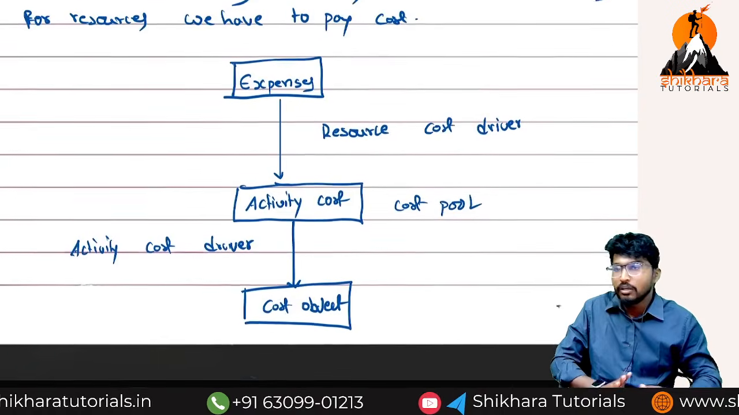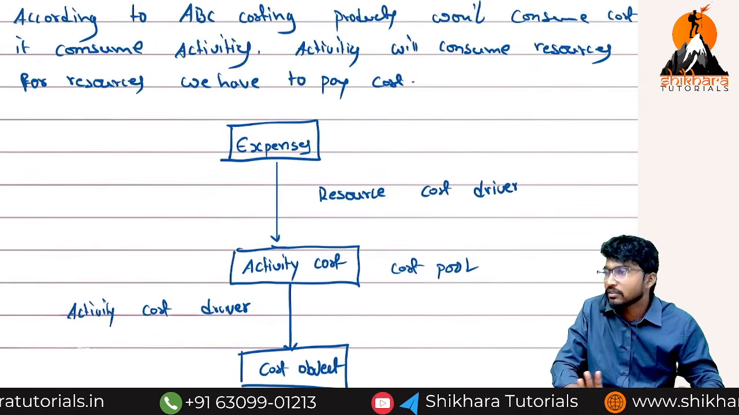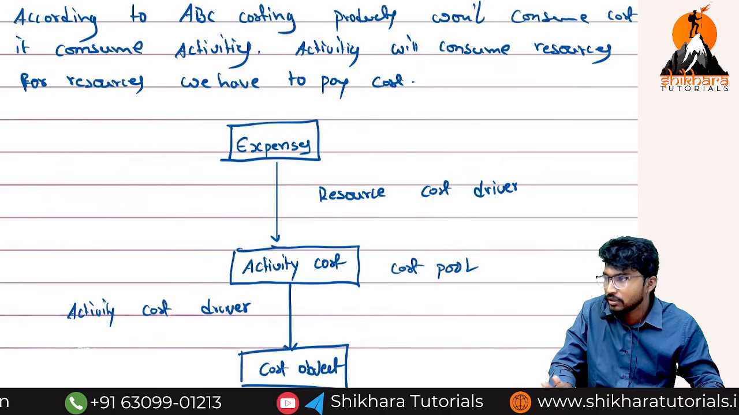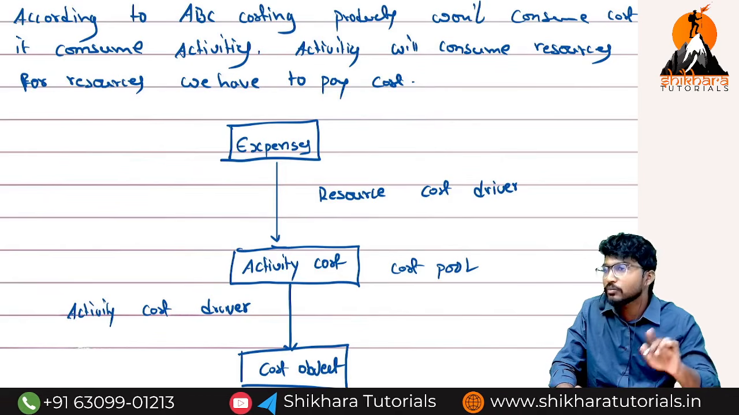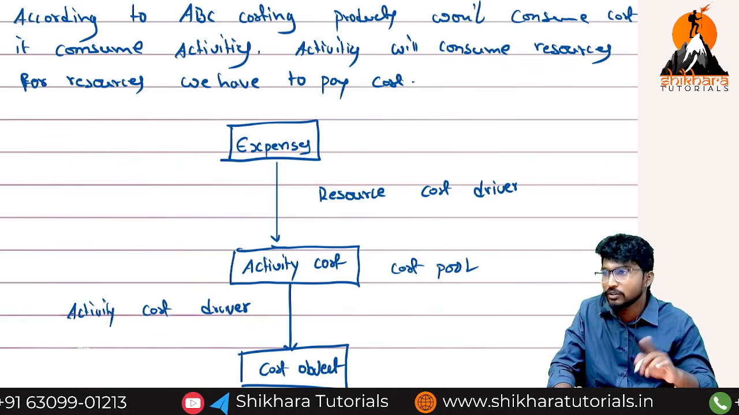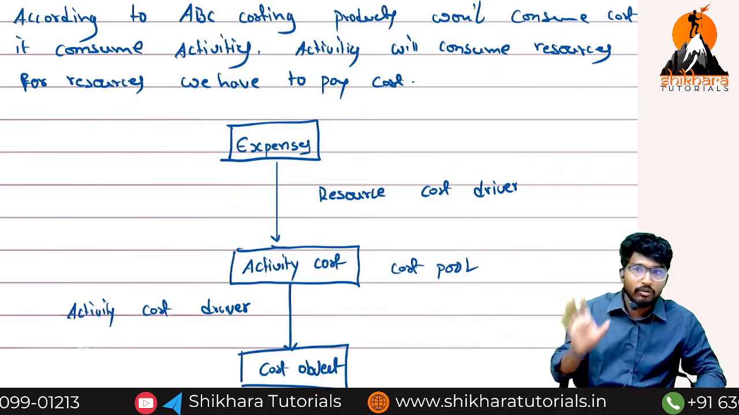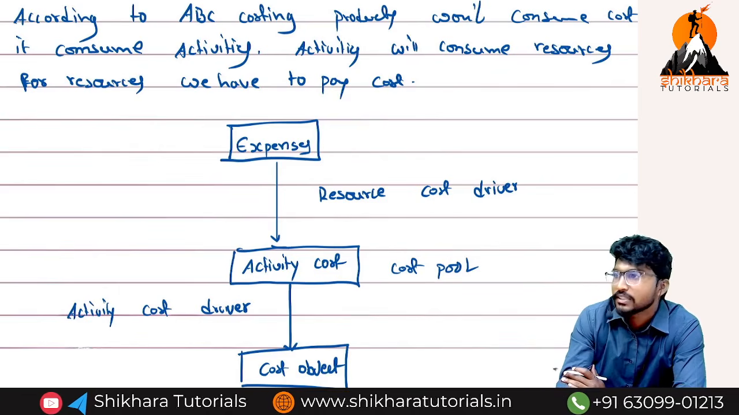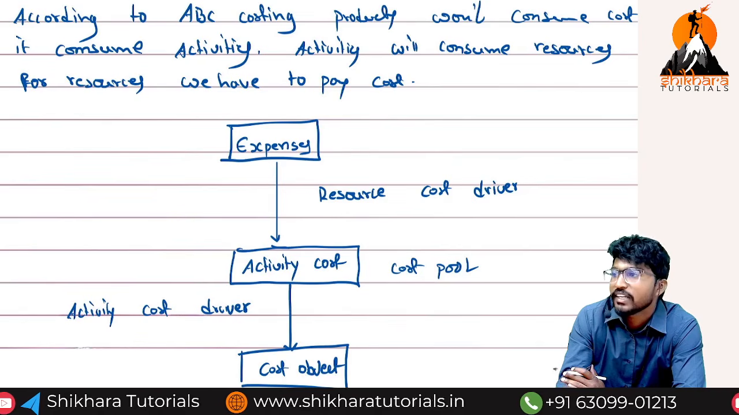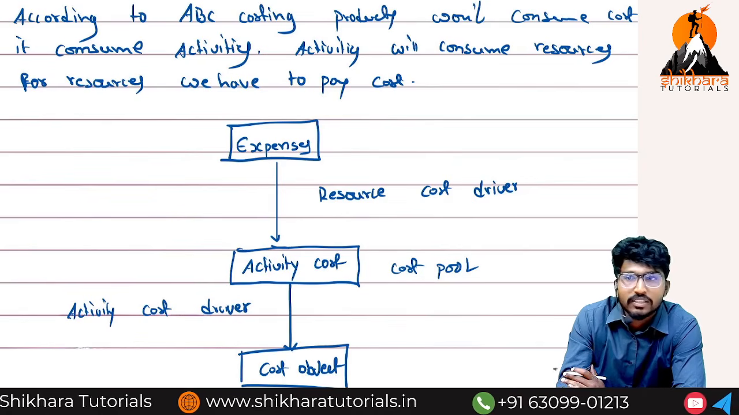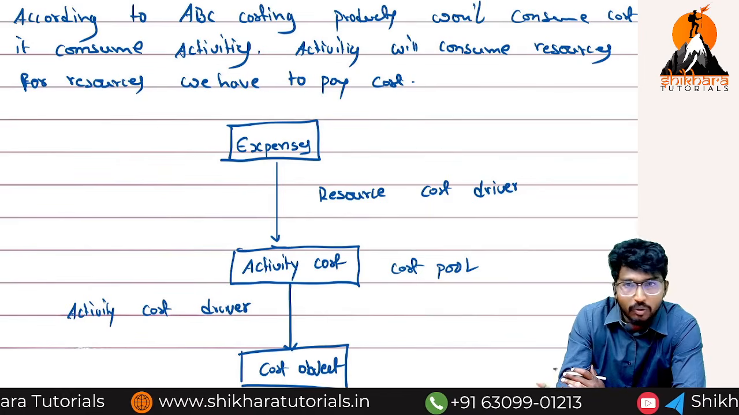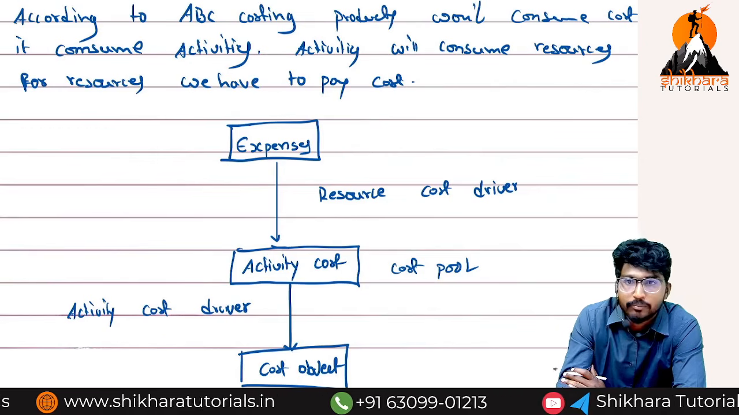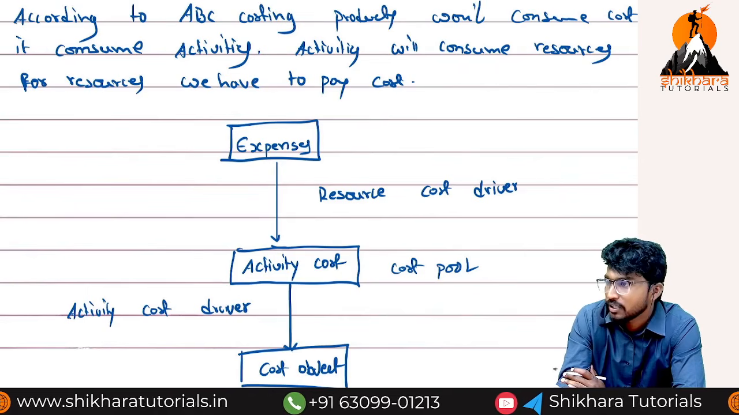Now, activity based costing works on the principle that products don't consume the cost, they consume the activities. Products consume the activities and activities consume the resources. For resources we have to pay the cost. Now I will explain some terminology in activity based costing. First, activity. What is activity? Activity is nothing but an aggregate of closely related tasks performed for achieving a similar objective or goal, like customer order processing, order receiving, setup, machine oriented activities. These are some examples of activity.